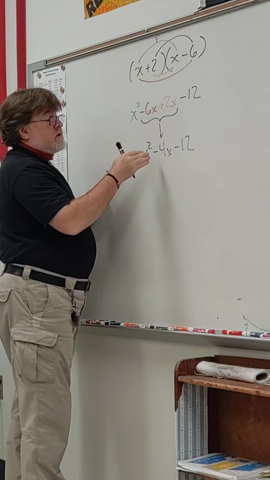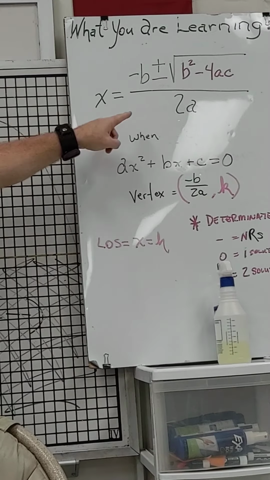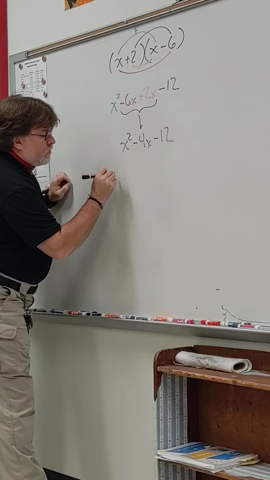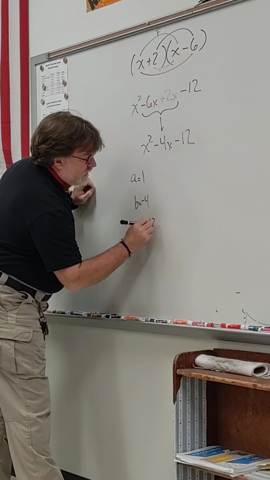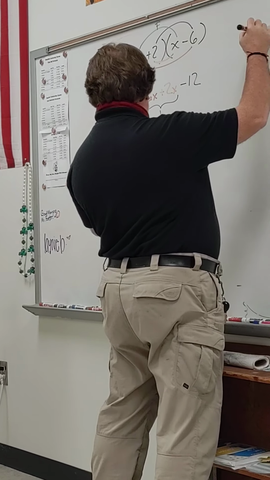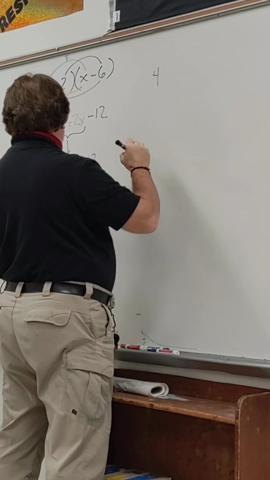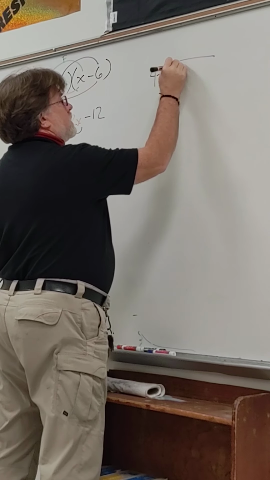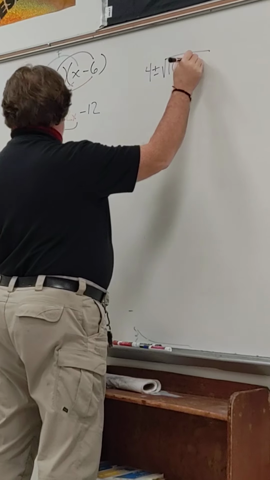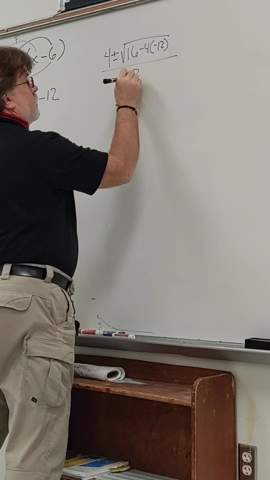All right, and so then you're going to take your quadratic, and you're going to do exactly what I've been showing you forever. We've been doing this for weeks. So you're going to take that, and so label your parts. You got A is 1, B is negative 4, and C is negative 12. And so you're going to plug those in. You've got the negative of B, the negative of negative 4 is 4, plus or minus the square root of negative 4 squared, which is 16, minus 4 times 1 times negative 12. And that's going to be all over 2 times 1, which is just 2.